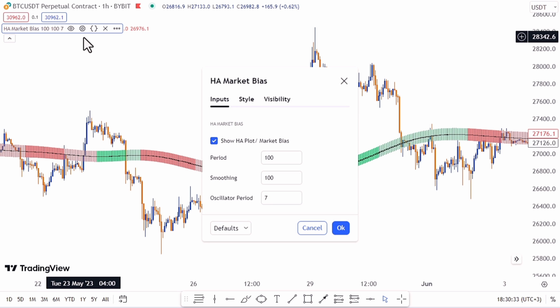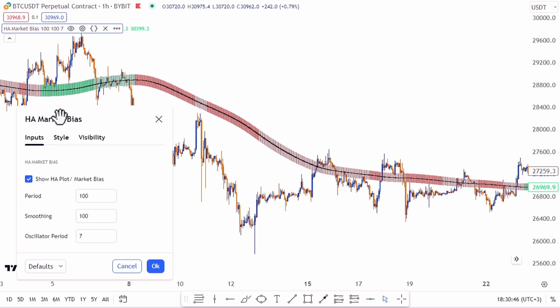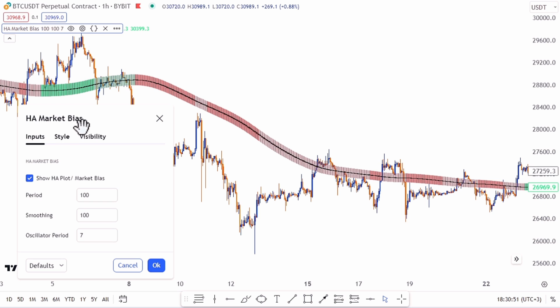Now let's change the indicator settings. Navigate to the indicator settings tab and click on the inputs tab. The first setting we can see is the period setting. The period refers to the length or duration over which the indicator calculates its value.